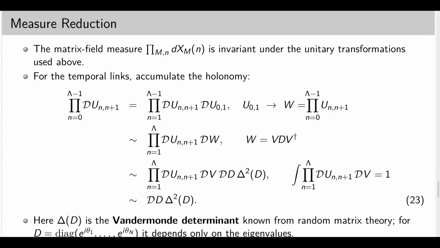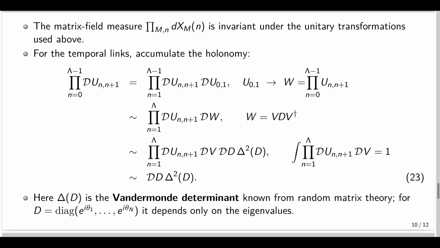Now we reduce the measure. Using gauge invariance, we collect all temporal links into the holonomy W, then change variables W equals V D V dagger, where D is the diagonal matrix of phases e to the i theta sub i. The Jacobian is delta of D squared, the Vandermonde determinant familiar from random matrix theory. After integrating out the remaining links in V, the measure reduces thus to the eigenangles theta sub i with this Vandermonde factor, as shown on this slide.